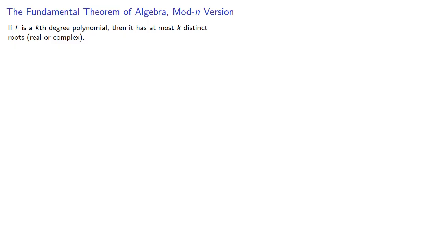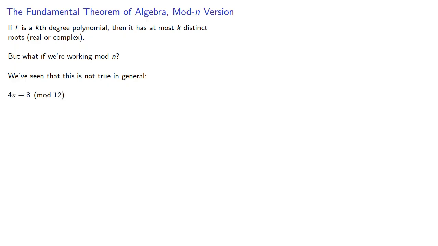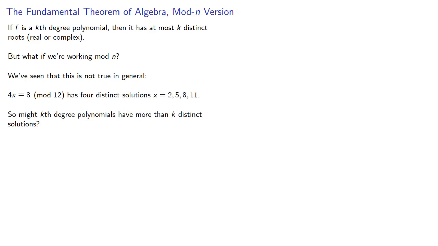If f is a kth degree polynomial, then it has at most k distinct roots, which might be real or complex. But what if we're working mod n? We've seen that this is not true in general. For example, 4x ≡ 8 mod 12 is a first degree equation, but it has 4 distinct solutions. So might kth degree polynomials have more than k distinct solutions?